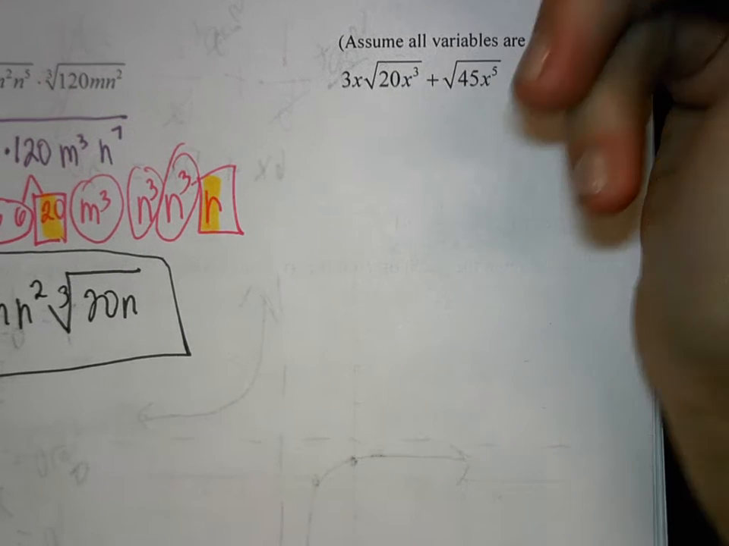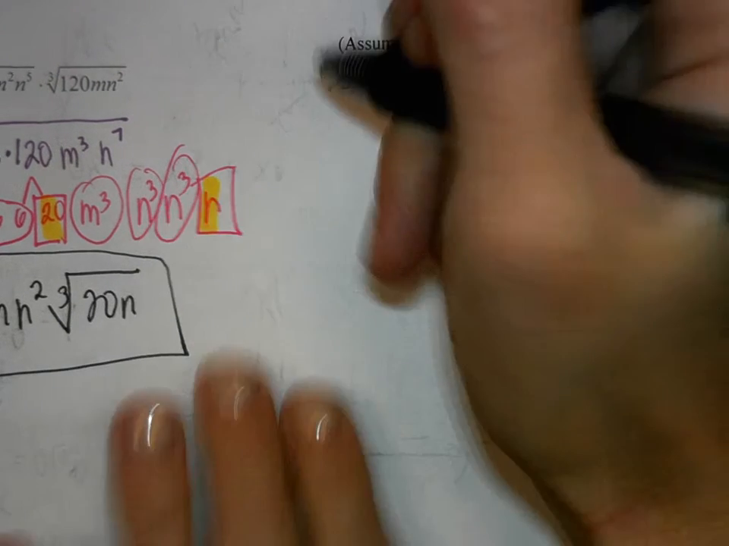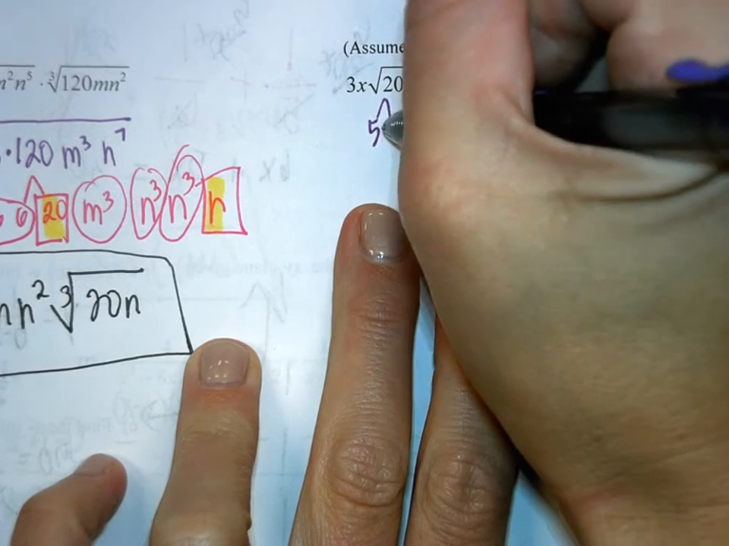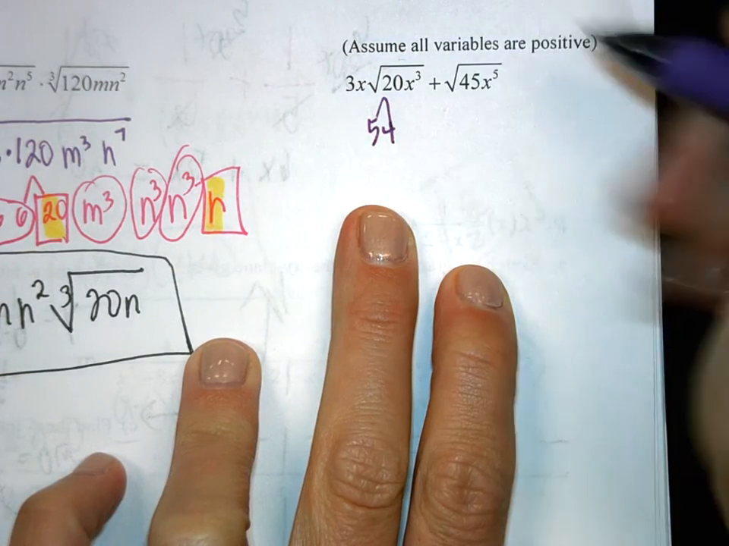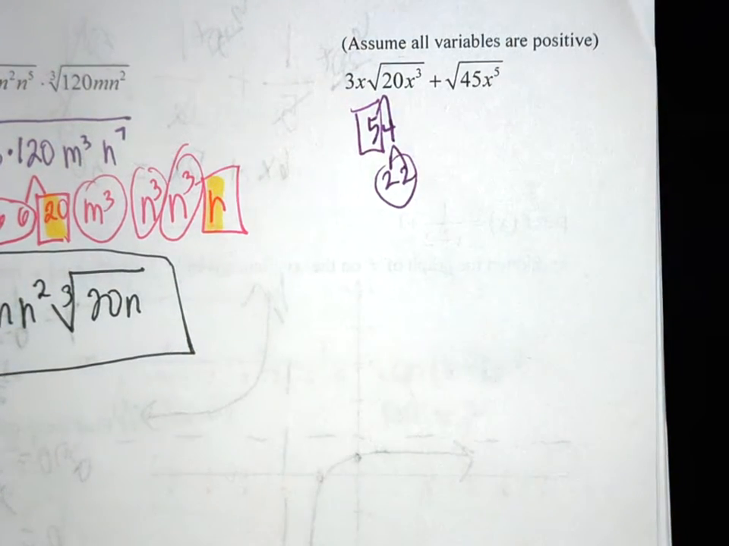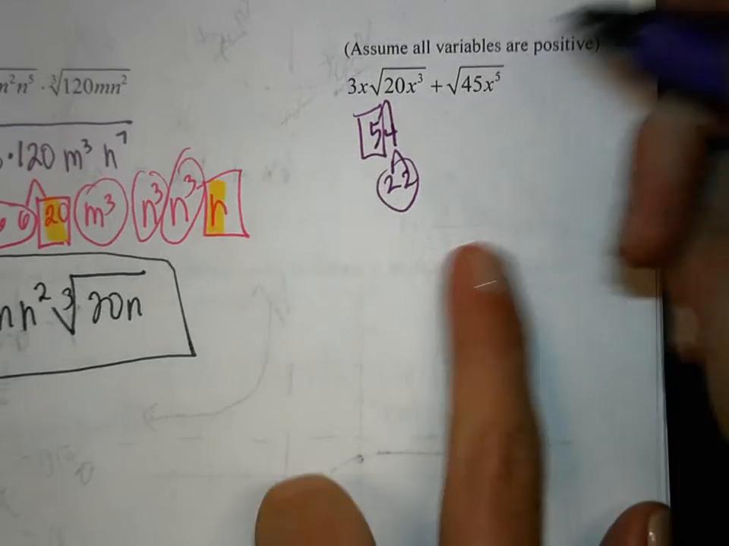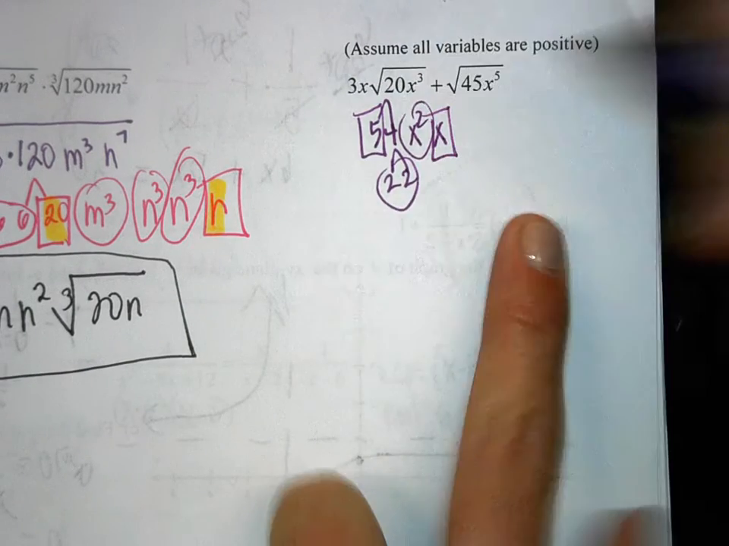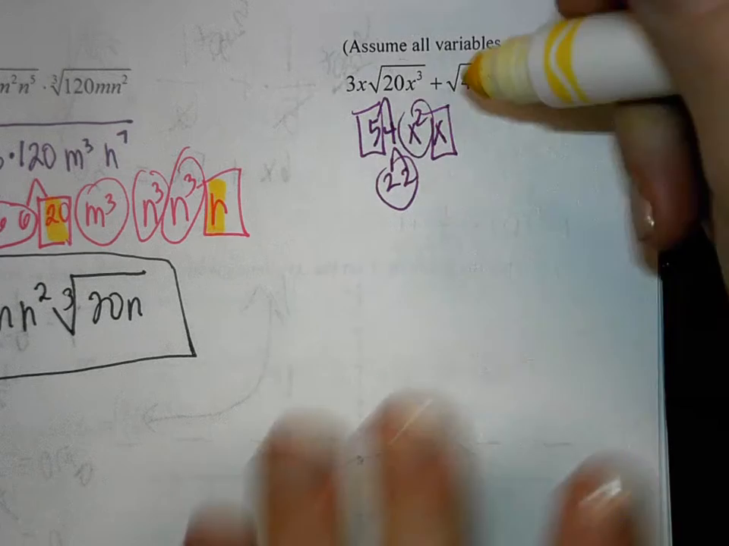So what can 20 break down to be? 5 and 4. And then 4 is 2 and 2. So I have a pair of 2s, a 5 left over. How will I break down my x's? X squared and x left over. So let's go ahead and rewrite this one.